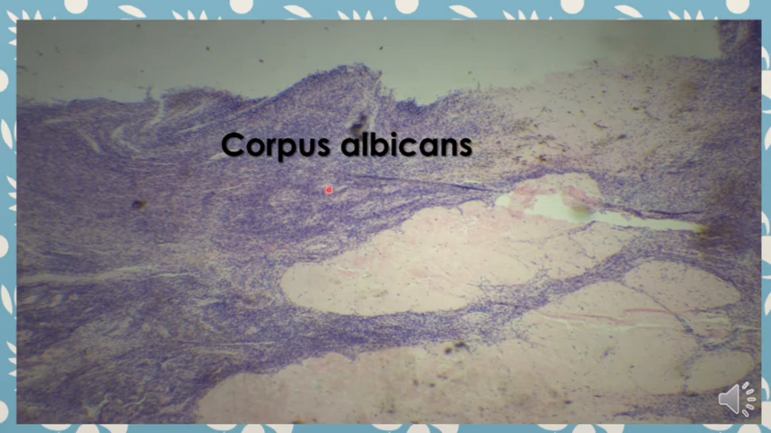Now, the third slide, the corpus albicans. If no fertilization occurs, the corpus luteum degenerates at the 9th day and forms a connective tissue scar called the corpus albicans.